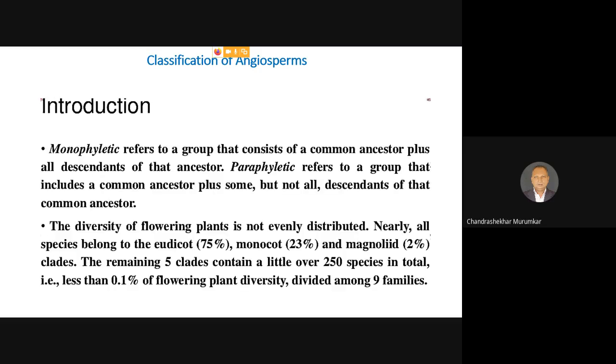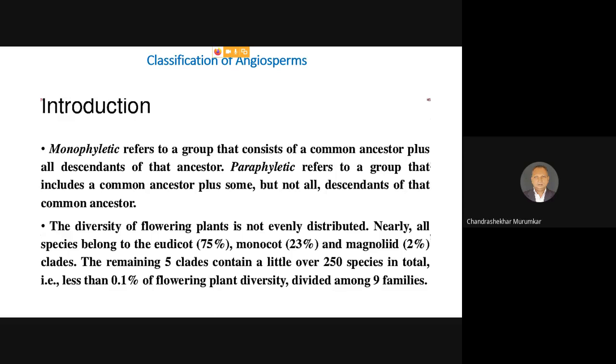The monophyletic refers to a group that consists of a common ancestor plus all the descendants. Descendants mean the ones, the way the variations have taken place from that ancestor. Paraphyletic refers to a group that includes a common ancestor plus some but not all descendants of that common ancestor. Means in dicots, from a common group, some basal angiospermic groups evolved, and these basal angiospermic groups further gave rise to the eudicots.